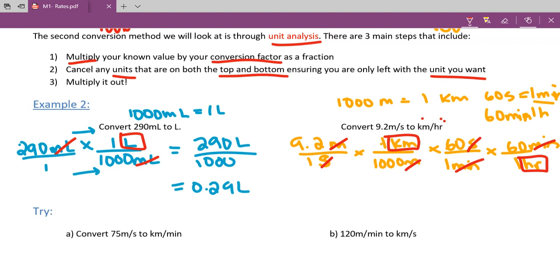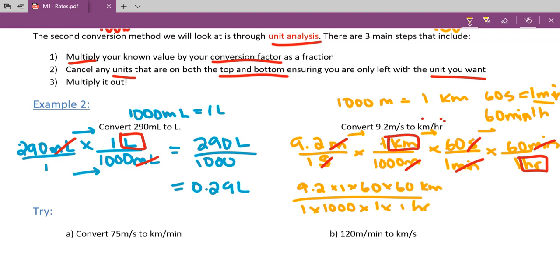Now for this, I'm going to multiply every numerator by every numerator, and same thing in the denominator, right? When I multiply fractions, I multiply straight across. So my numerator is going to look like 9.2 times 1 times 60 times 60, right? All of my numerators multiplied together. And the only units left up there were kilometers. Denominator, I'm going to do 1 times 1,000 times 1 times 1, right? And some of these ones are pretty redundant. You don't need to write that out.